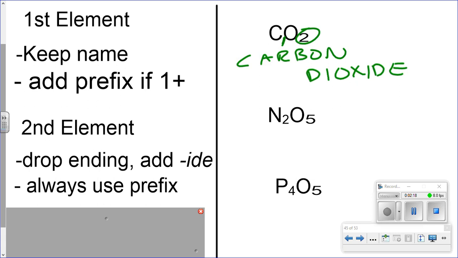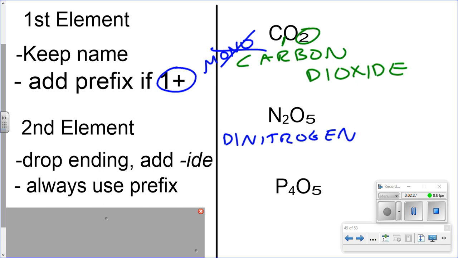Let's look at N2O5. N2O5 says we're going to keep the name the same, so this is called nitrogen, but actually that's kind of wrong based on the rules, right? There's more than one, so it's dinitrogen. Notice you didn't call CO2 monocarbon because you only add a prefix if it's more than one. So that's just carbon dioxide. This is dinitrogen. And now you always use a prefix, so it's dinitrogen pentaoxide or pentoxide. I don't care if you call it pentaoxide or pentoxide. It's kind of funny when we have two vowels there, so pentoxide.